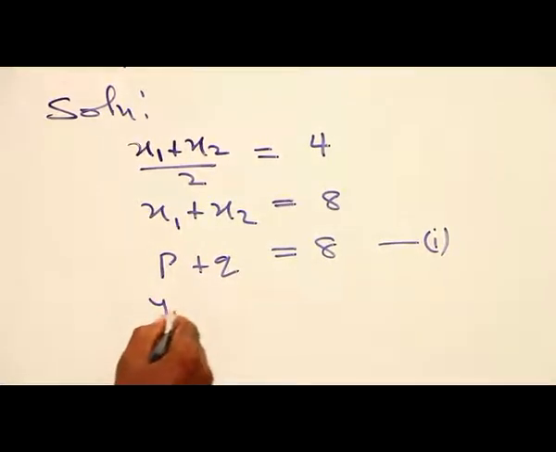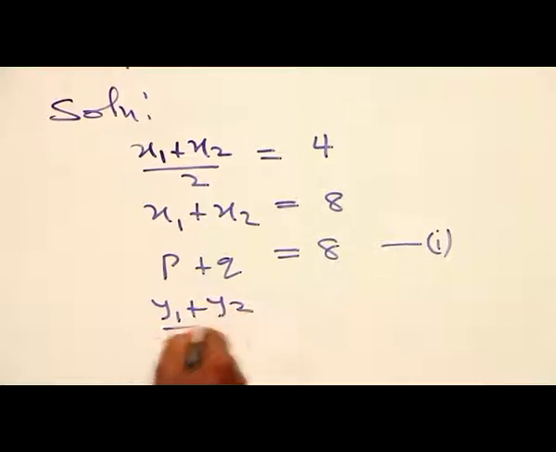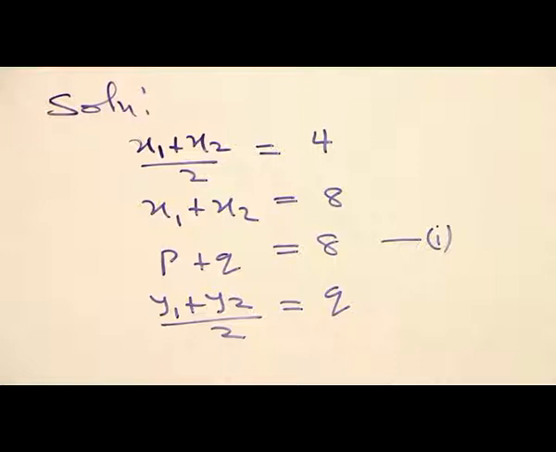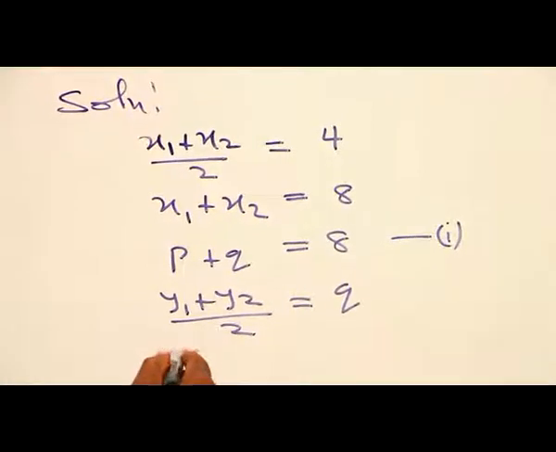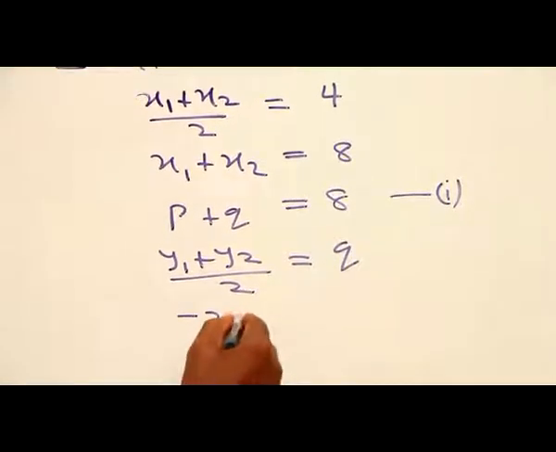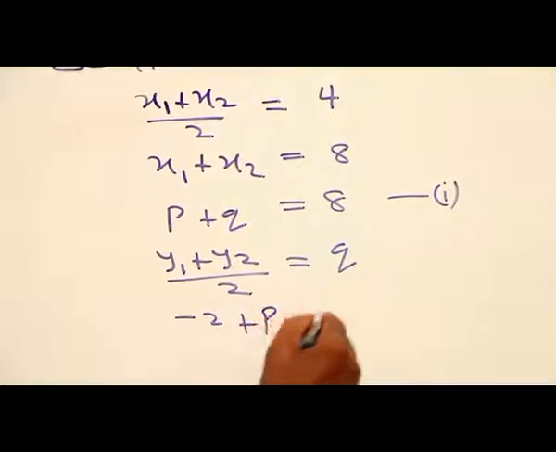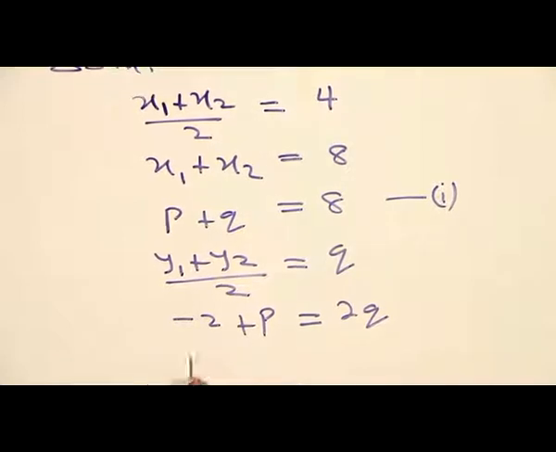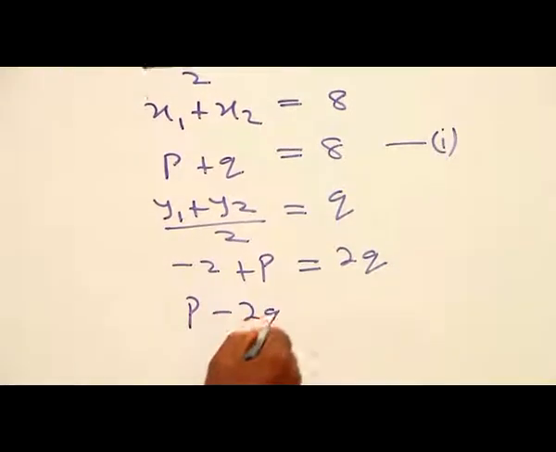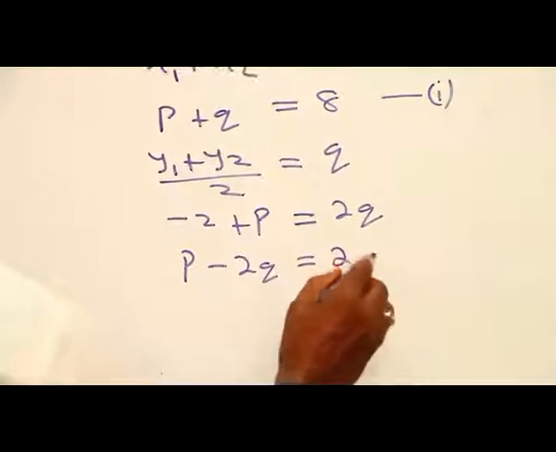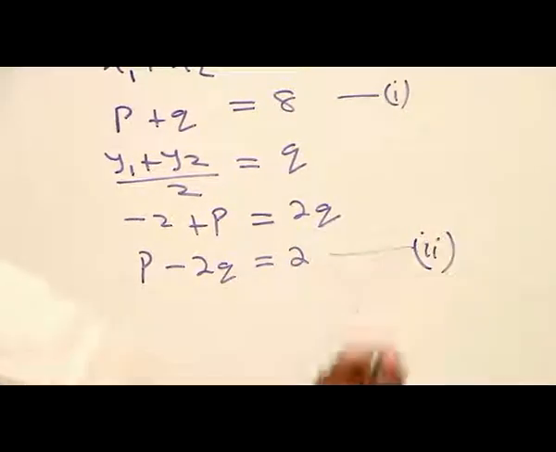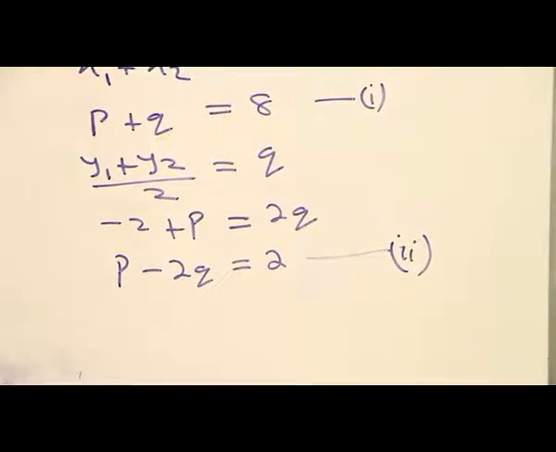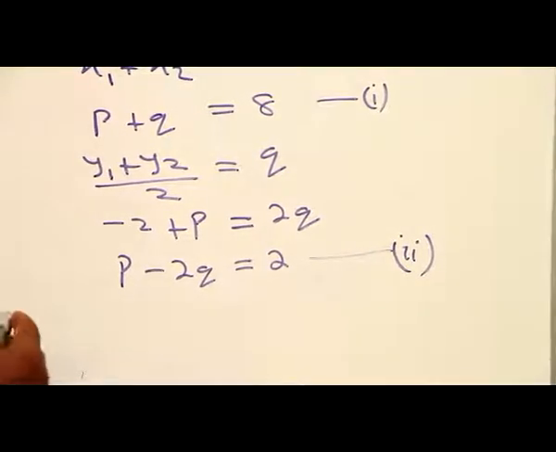Similarly, you have (y1 plus y2) all over 2 is equal to Q. In other words, our minus 2 plus P is equal to 2Q. And of course, it means that P minus 2Q is equal to 2. This is your second equation. And you are going to solve equations 1 and 2 simultaneously.